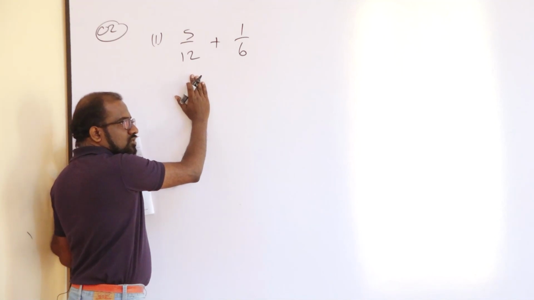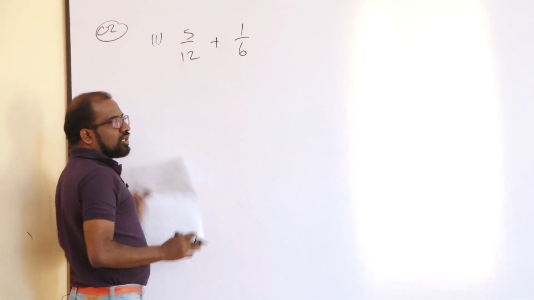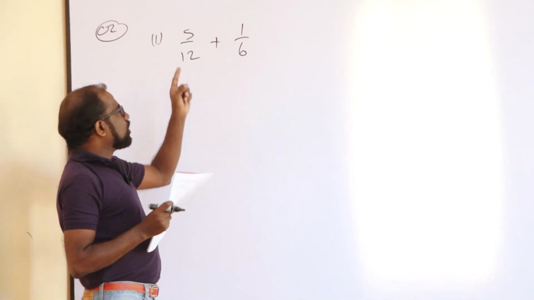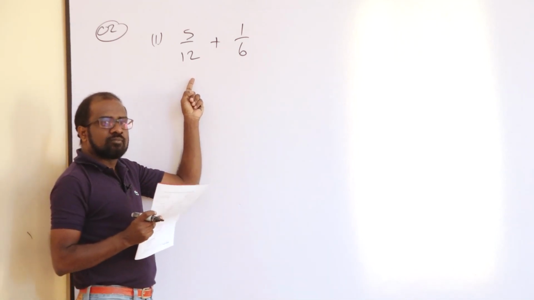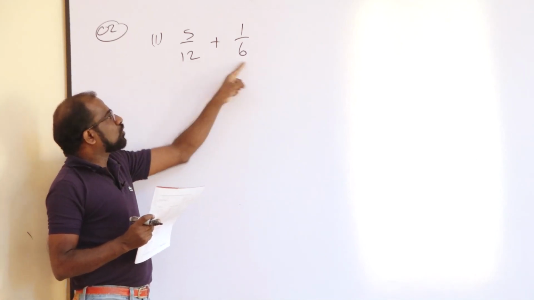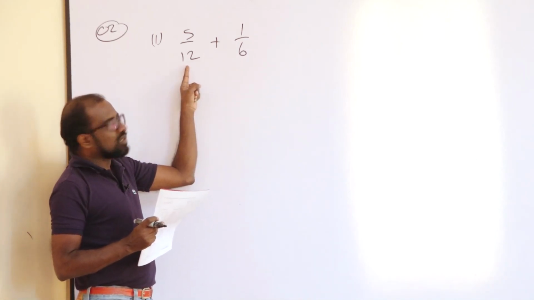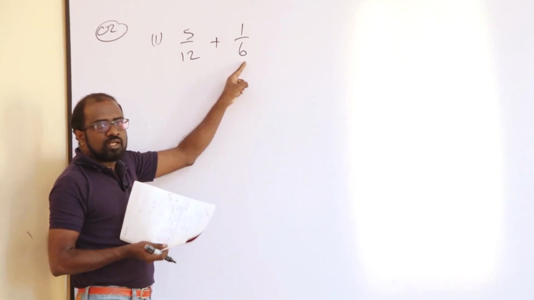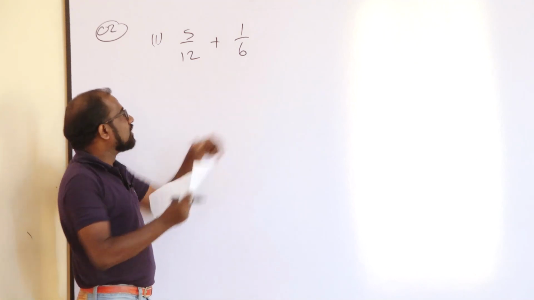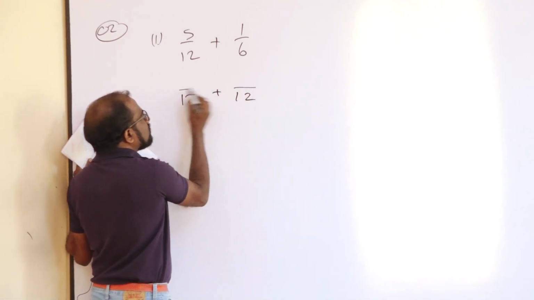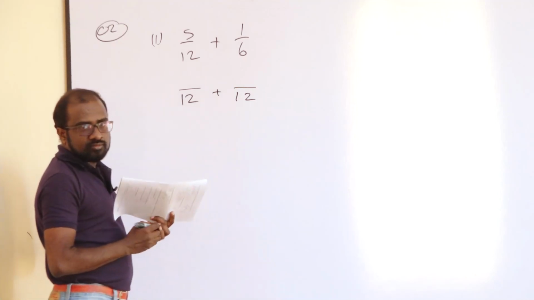When you add fractions, we have to take a common denominator. We have to take a common denominator. Sir says to first check whether you can take the largest number. Out of these two, the largest number, 12. Yes. Can you divide 12 by 6? Yes. Then you don't have to find any other common denominator. You can take 12 as the common denominator.